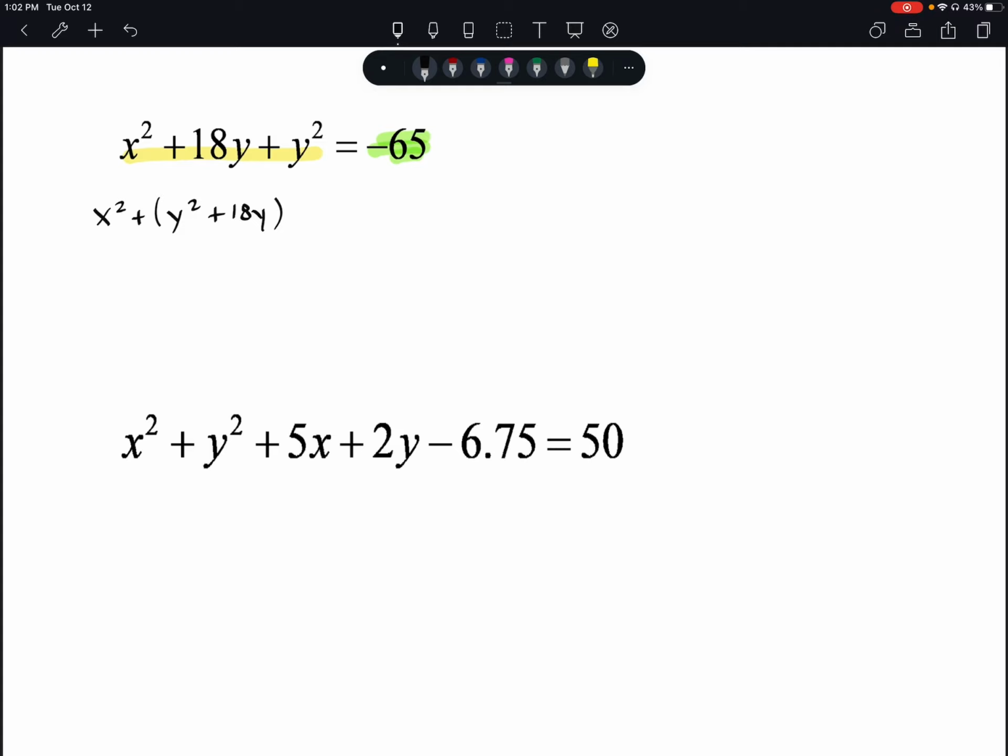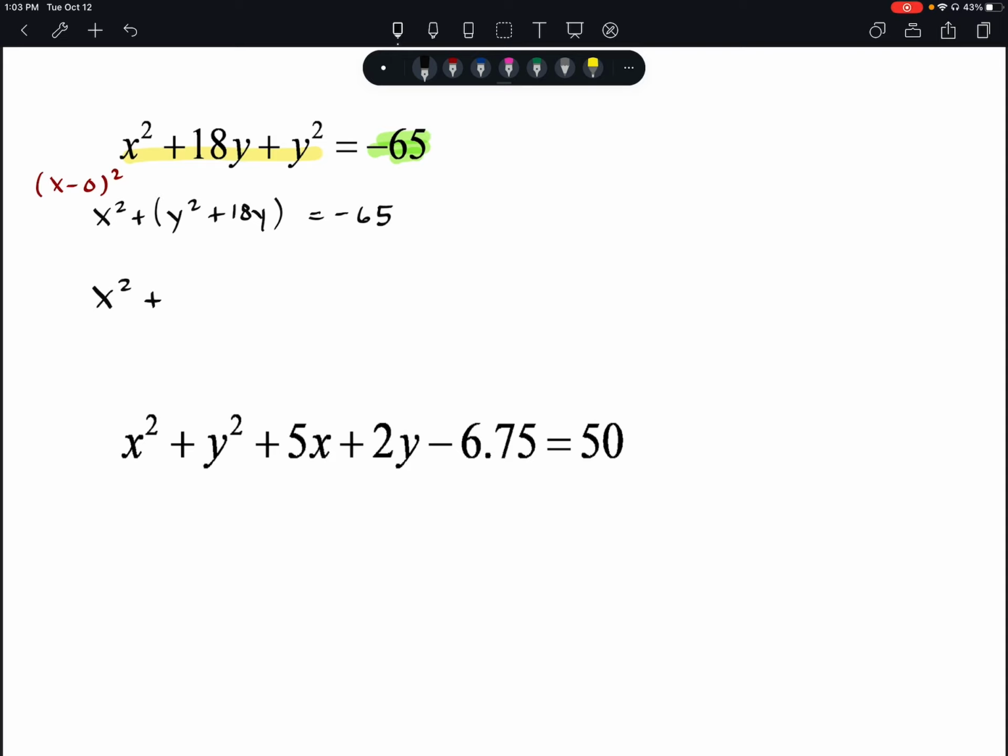And I know right now that that should end up equaling negative 65. Now, if we're looking to complete the square on this, we could think about this x squared as x minus 0 squared. So it's like the completing the square part's already been done for this one. So I'm going to just go ahead and bring down that x squared.